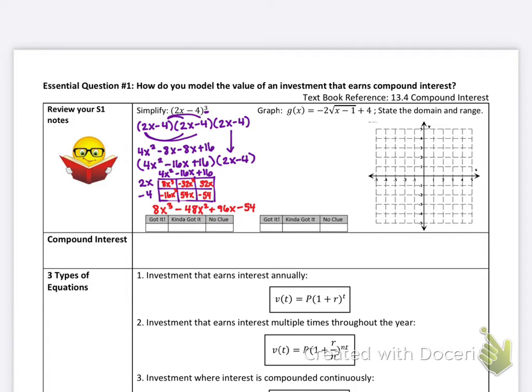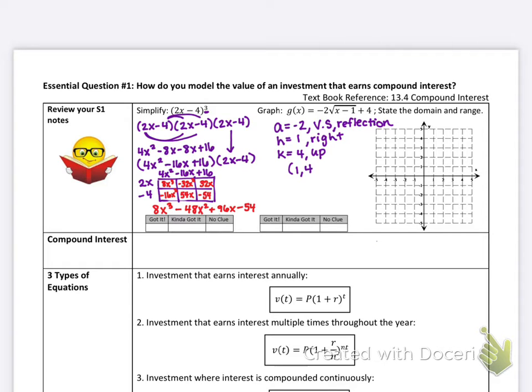All right, the second review problem is on graphing square roots. The very first thing that I always told my students first semester is we have to identify our a, h, and k. Our a here is -2, which means it's going to be a vertical stretch and a reflection. Our h is 1, which means we shift to the right, and our k is 4, which means we go up.